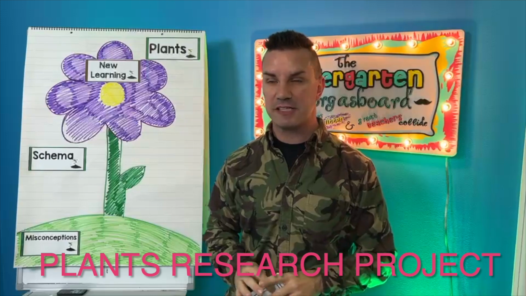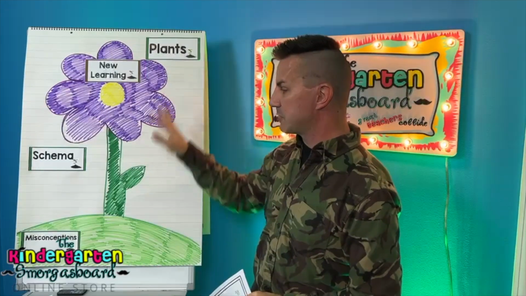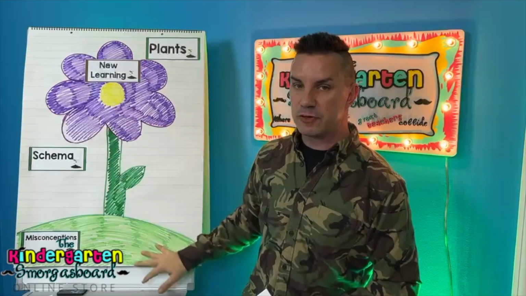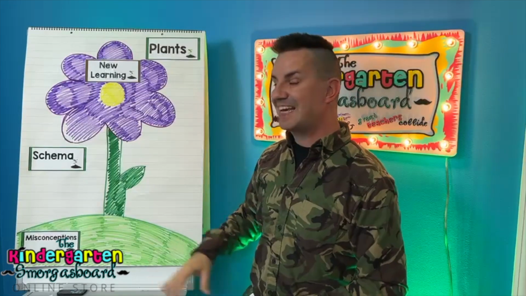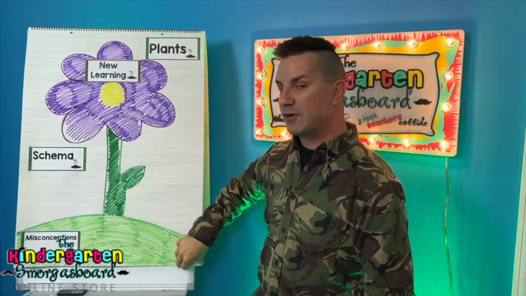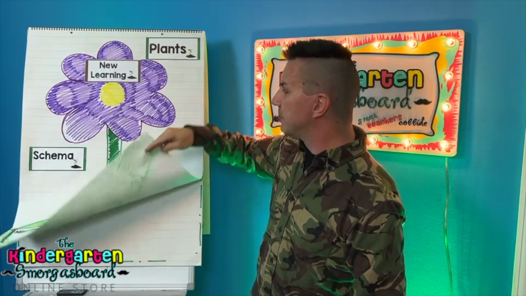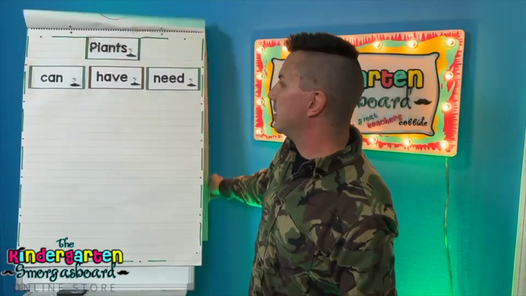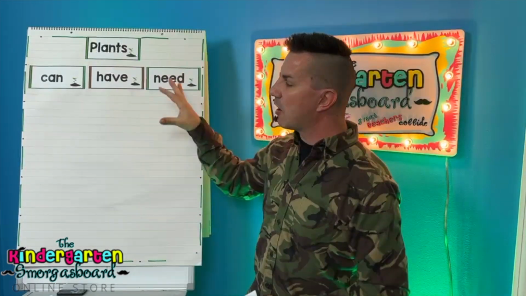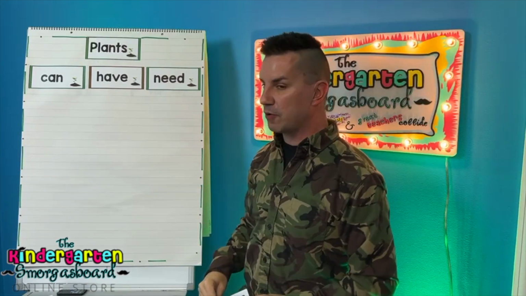All of our research projects start with a schema map. Students share their schema. You add new learning as you learn about plants, and at the end of your project, you address misconceptions. All of the learning is done through read-alouds and videos. All of the learning is recorded on graphic organizers.